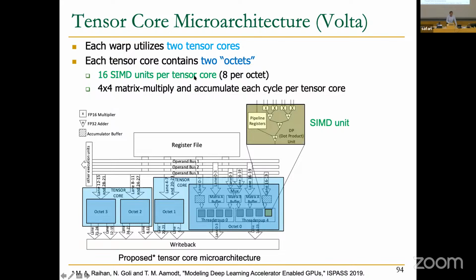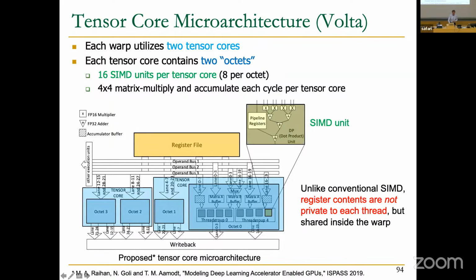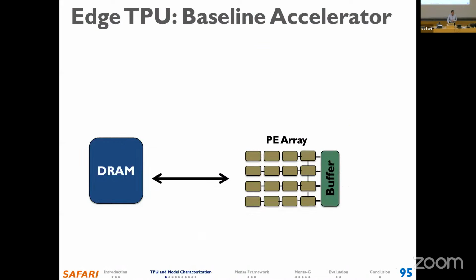So in each tensor core, interestingly, they have 16 SIMD units per tensor core. And essentially, in each cycle, they can do a 4x4 matrix multiply and accumulate. You can read more about it. Now, there's some differences from conventional SIMD. They can share registers inside the warp, inside this tensor core. That makes programming easier, and that helps efficiency also, which I'm not going to talk about here.